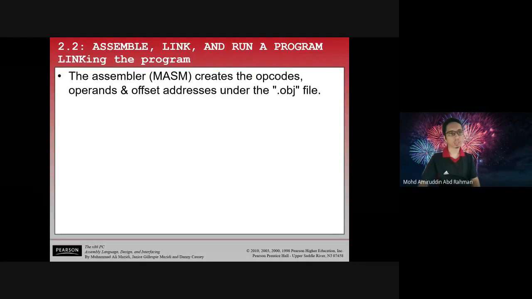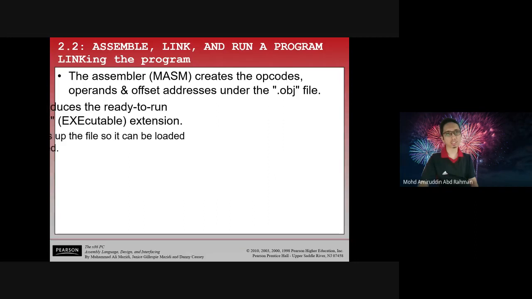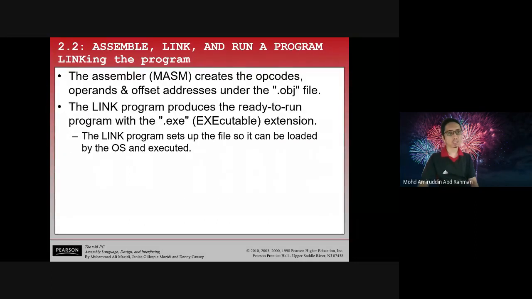MASM creates the opcodes, operands, and offset addresses in the .obj file. So inside the .obj, we have the opcodes, operands, and the offset addresses. The link program produces the ready-to-run program, the .exe. The link program sets up the file so it can be loaded by the OS and executed.